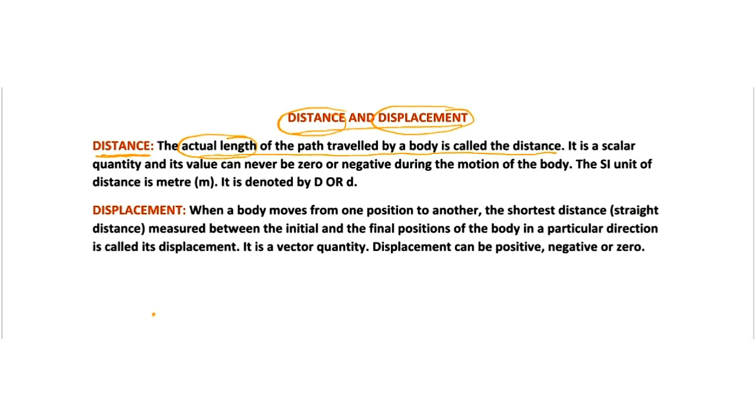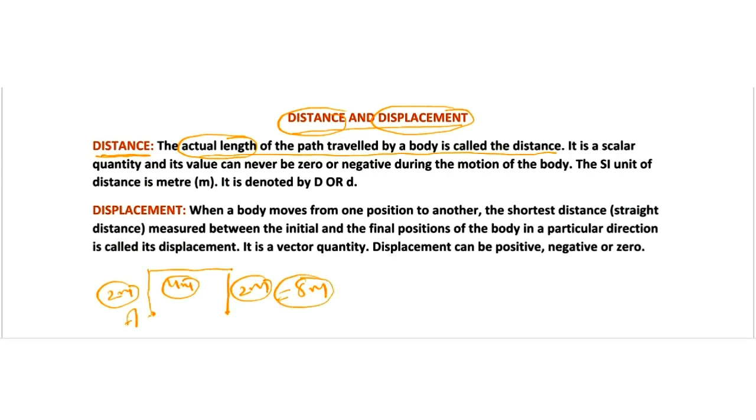Suppose a body starts from point A. It moves in this direction 2 meter, then in this direction 4 meter, then in this direction 2 meter again. Now the total length covered by the body is 2 meter plus 4 meter plus 2 meter, which becomes 8 meter. This is the total path covered by the body. It does not depend upon the direction, so it is a scalar quantity.